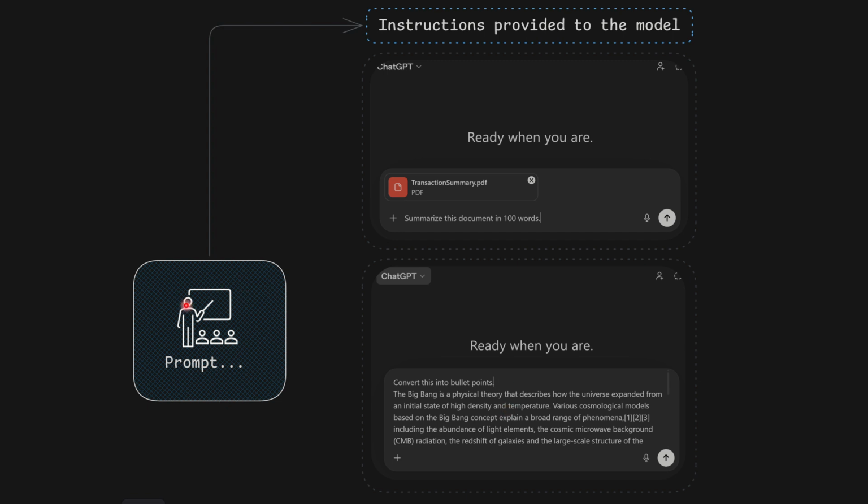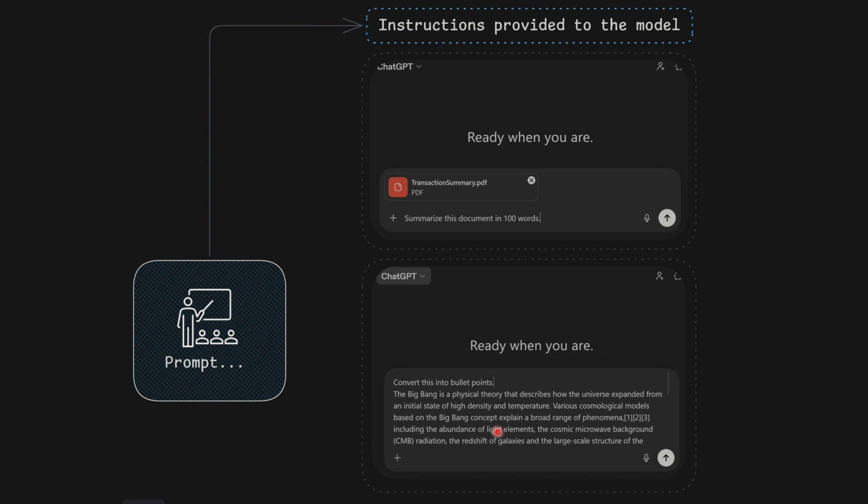Let us start simple. What is a prompt? If you think about it, a prompt is nothing fancy. It is simply the instruction or input you give to the language model. For example, summarize this document in 100 words. That is a prompt. Convert this into bullet points. This is also a prompt.